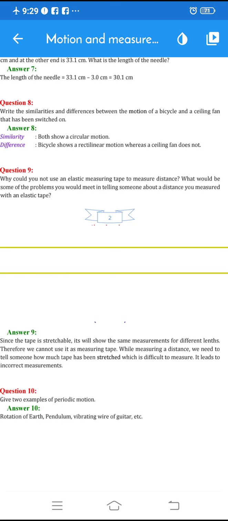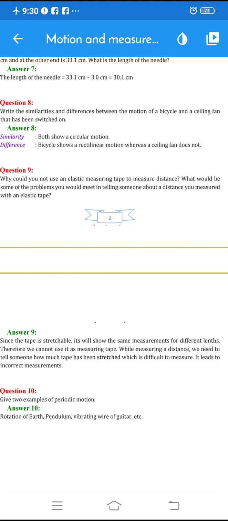See, when you switch on the ceiling fan, it starts rotating, right? And when the bicycle is made to move, that is the motion of a bicycle. So when both are taking place, what are the similarities between them and what are the differences between them, you have to write the answer. What is the similarity, what is common in both things? The bicycle shows circular motion, whereas the ceiling fan also shows circular motion.